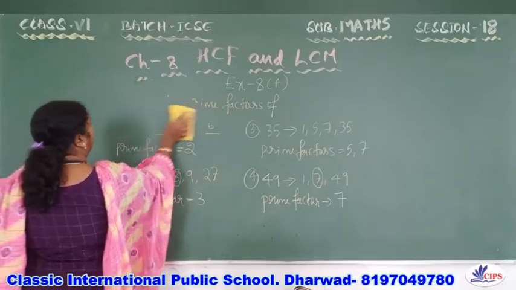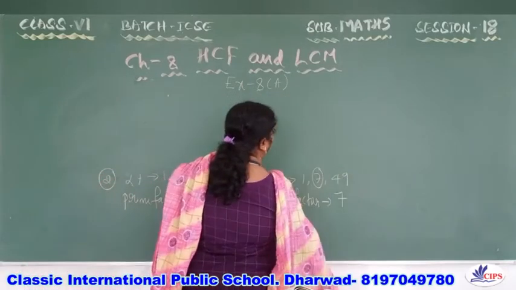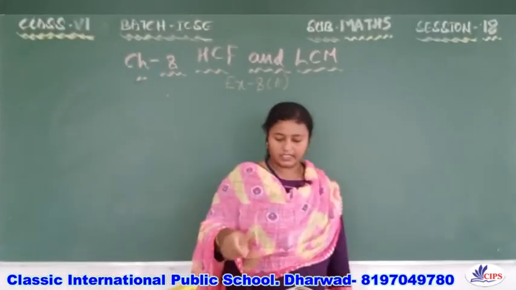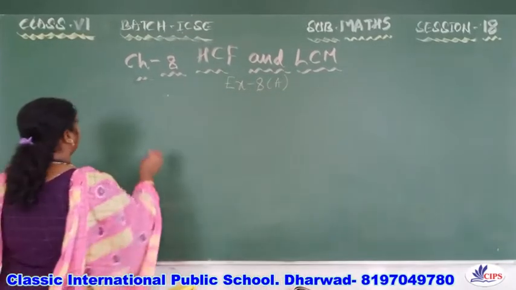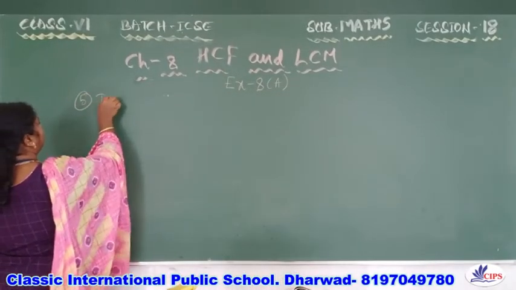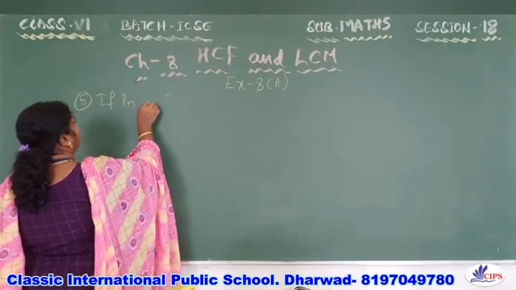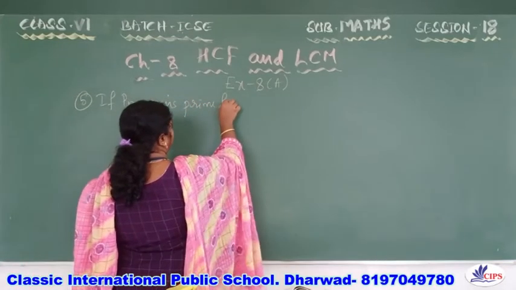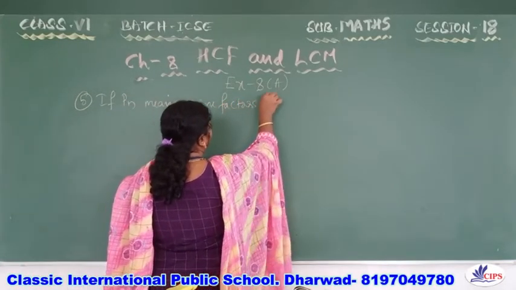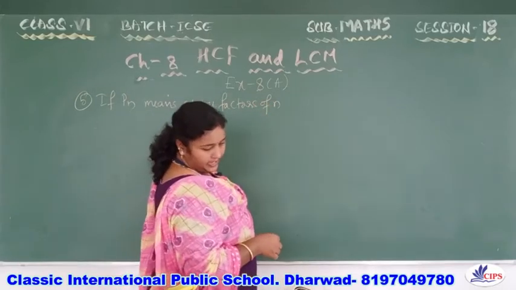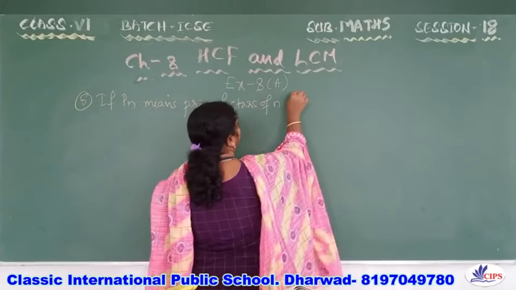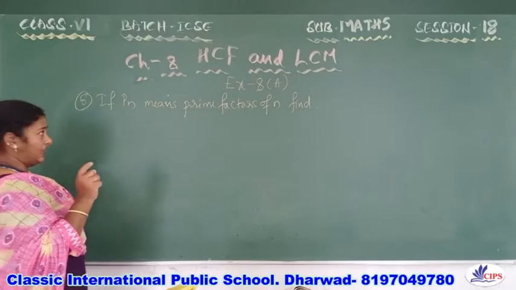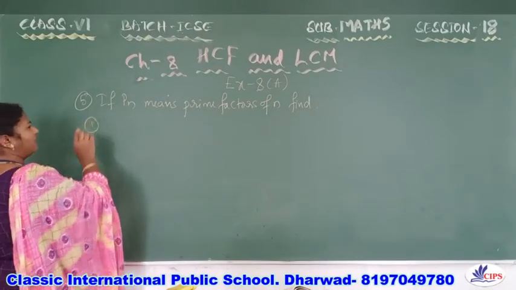Next, 5th main. What is there in 5th main? It says: if Pn means prime factors of n, find. See, Pn means what? Only the prime factors of n. So you have to find only the prime factors of the given number.